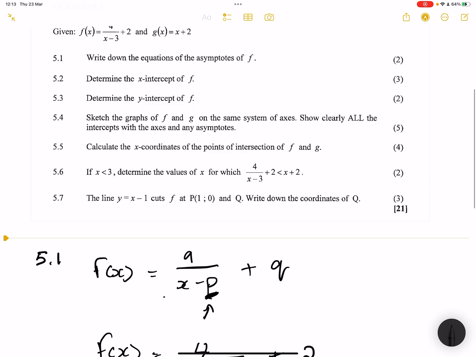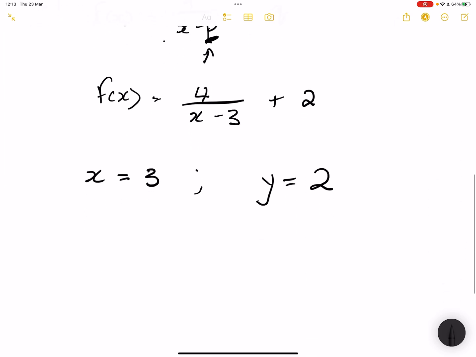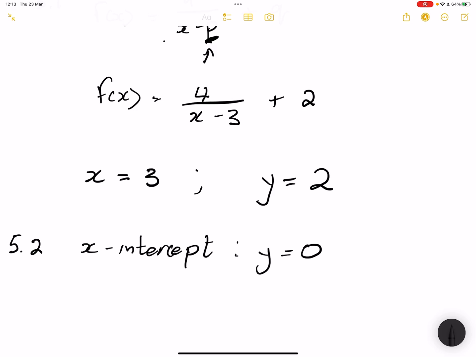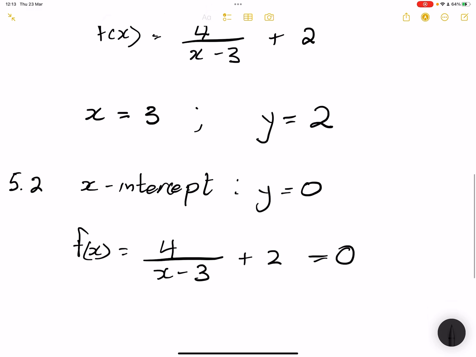Now the next question, they say determine the x-intercept of f. So remember what happens at the x-intercept. We're looking at 5.2. What happens at the x-intercept? We know that y is equal to 0. So where is the graph of f of x equal to 0? When we say f of x, 4 over x minus 3 plus 2, we know this graph would be equal to 0.